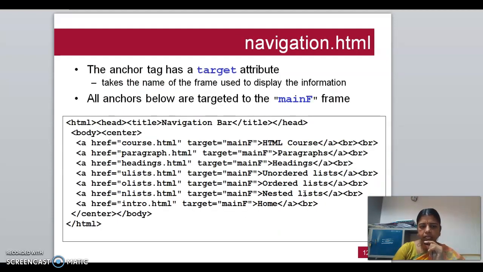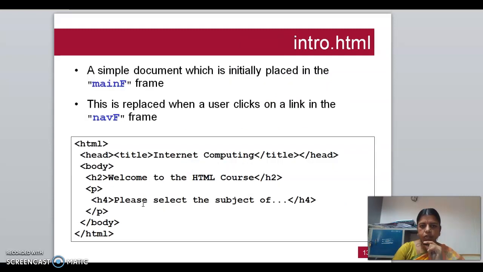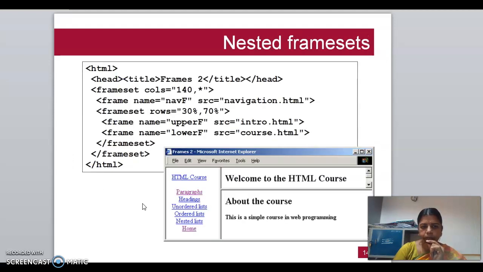Like that we have to create and close the HTML file. For each one we have to create a file, that is course.html, paragraph.html, headings.html, list, ordered list, unordered list, and different types of list, and intro. For everything, nested list, nlist means nested list, we are going to create a file. Intro.html, simply we are giving welcome to HTML course, and the header sections we have to display.